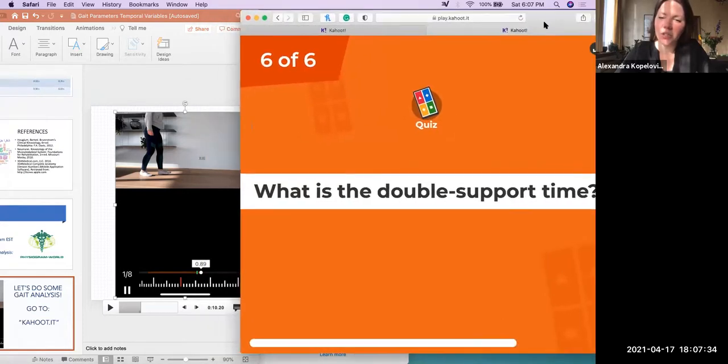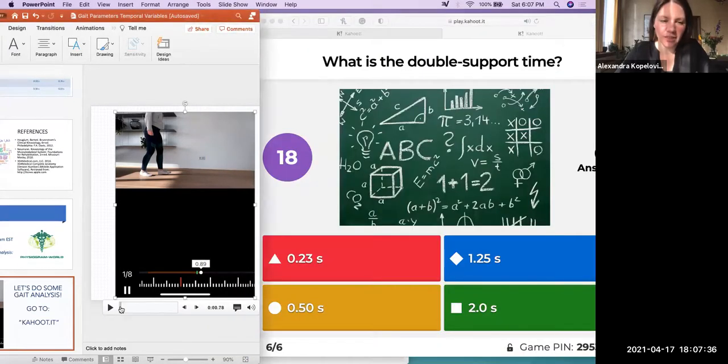What is the double support time for this patient? And let's play it and explain.